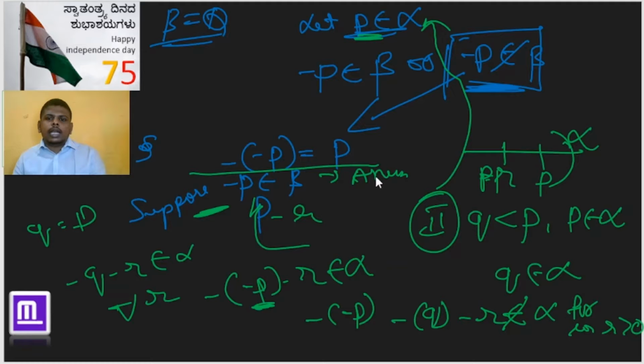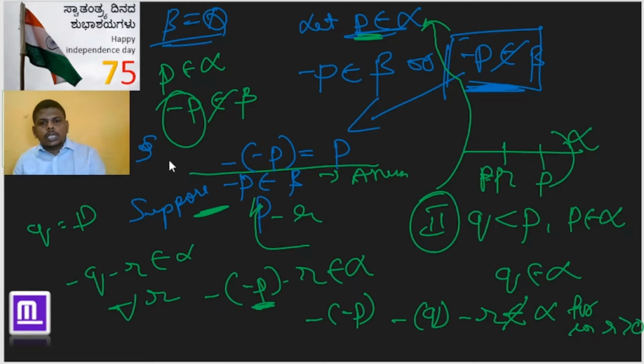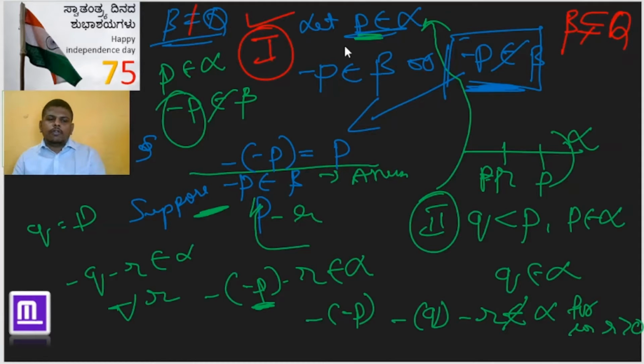So this says that if p belongs to alpha, then minus p does not belong to beta. So we found a rational number which is not in the beta. That means beta is just a subset of it, not the rational number set itself. So our answer is beta should be a proper subset of the rational number set. So the first property is done. We are done with the first property.